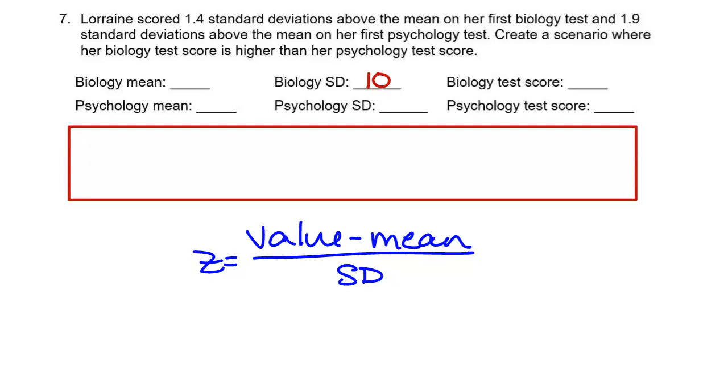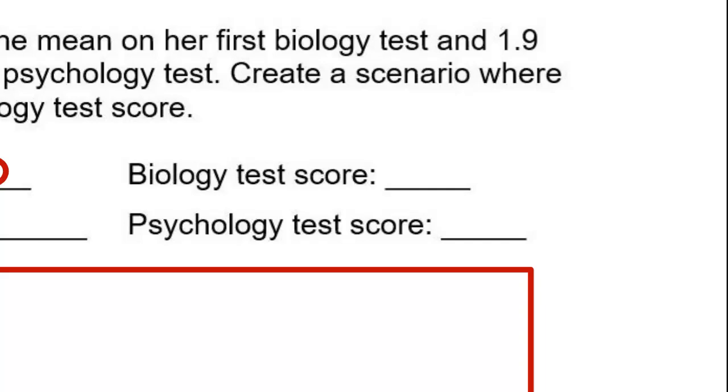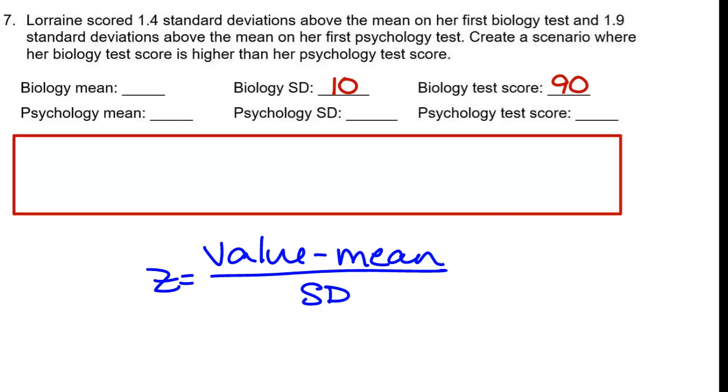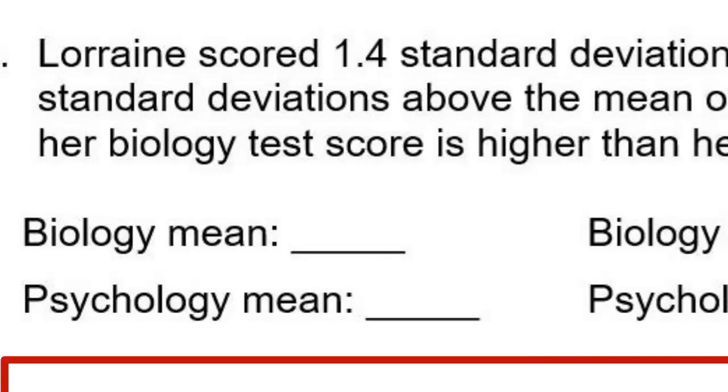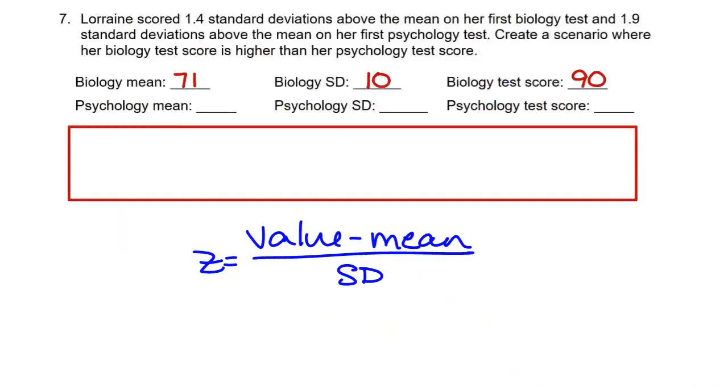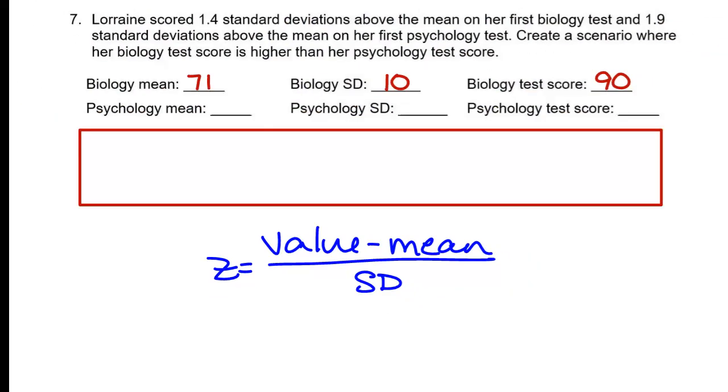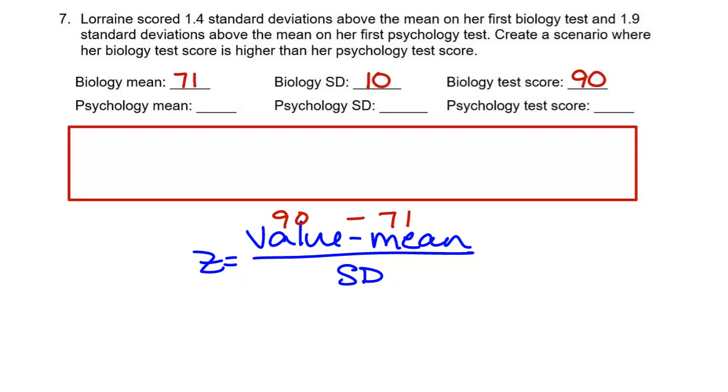Give me some numbers to put in for her biology test score. 90, sounds good. What would the mean have to be if the z-score comes out to be 1.4? 70, 71, 76. Let's try 71 first and see what happens. Value, 90, minus mean, 71. What is 90 minus 71?